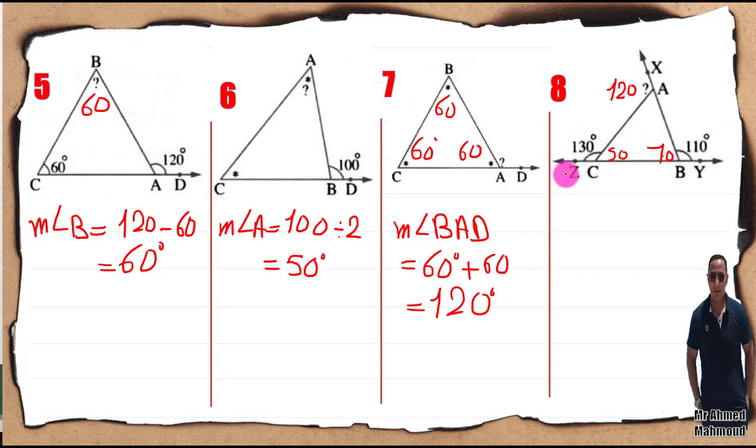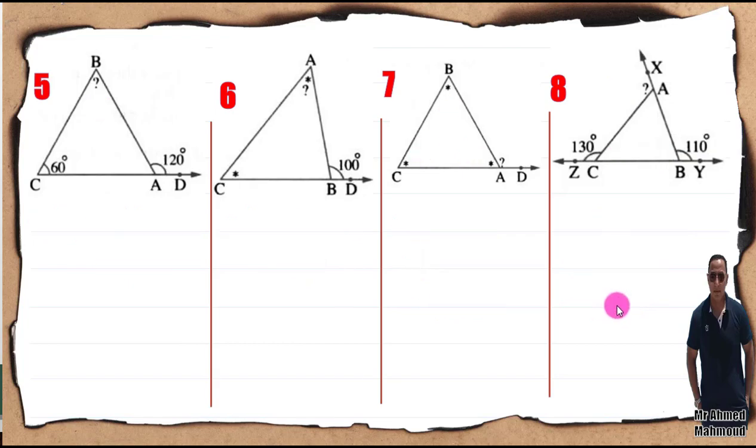I have solved this one for you in two different ways. It's up to you. Now I'm going to write the answer. Measure of angle XAC equals 70 plus 50 equals 120 degrees.